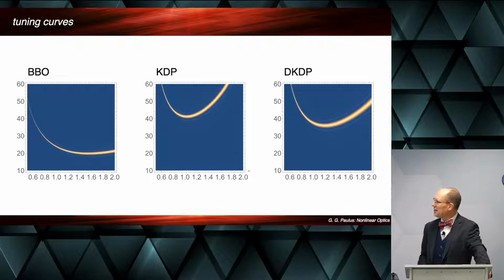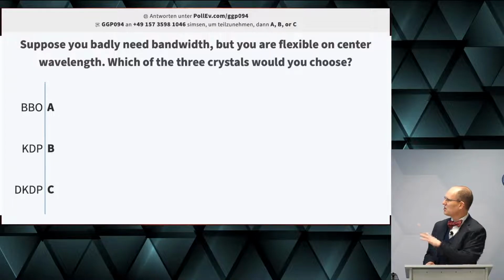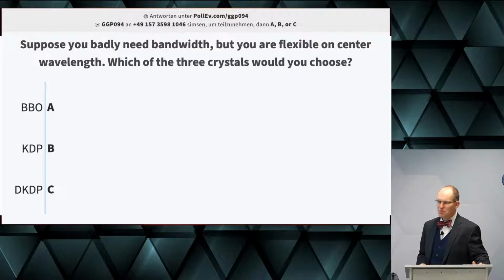So here I have actually tuning curves for 3 different crystals, BBO, KDP, and DKDP. And now the question is, suppose you badly need bandwidth, but you're flexible on center wavelengths. Which is an unusual thing, yeah? So usually you are not flexible on wavelengths because you bought some laser and you have that laser and you need to live with it. So which of the 3 crystals would you choose?